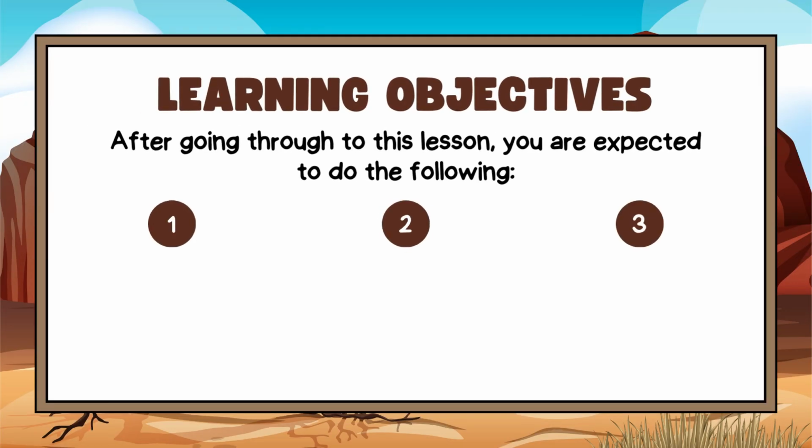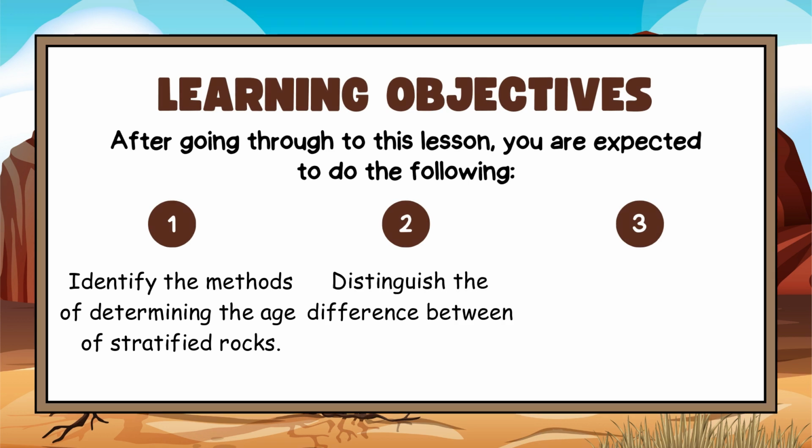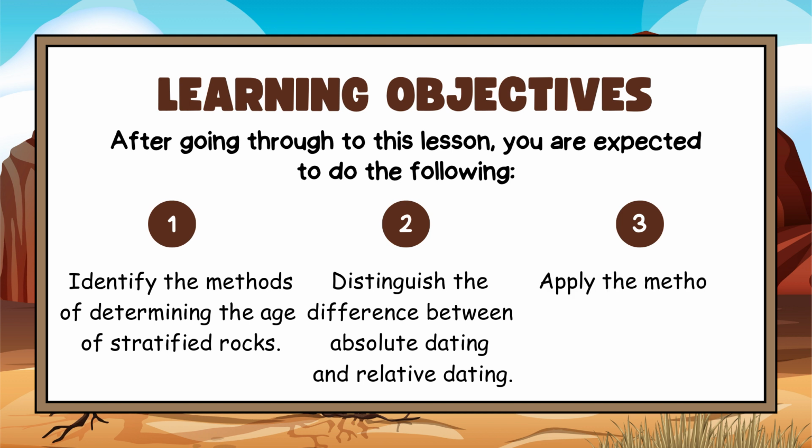After going through this lesson, you are expected to do the following. Identify the methods of determining the age of stratified rocks. Distinguish the difference between absolute dating and relative dating. And apply the methods in determining the age of rocks.